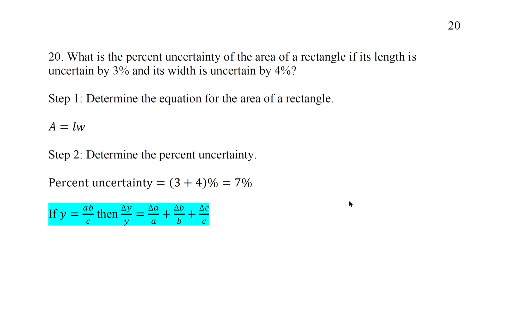Question 20. What is the percent uncertainty of the area of a rectangle if its length is uncertain by 3% and its width is uncertain by 4%? So look at the equation here. Area is equal to length times width. And when we're multiplying, we're just adding up the percent uncertainties. So the answer is 7%.